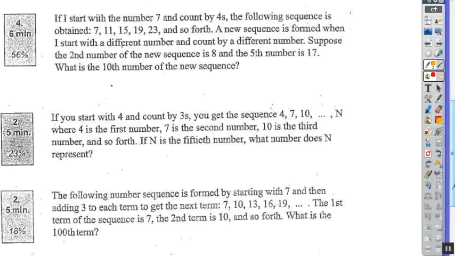Next problem. Pause the video, do it yourself, and then restart the video as soon as you have an answer and see if you did it right.